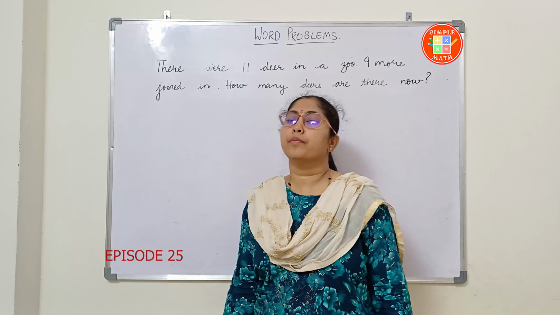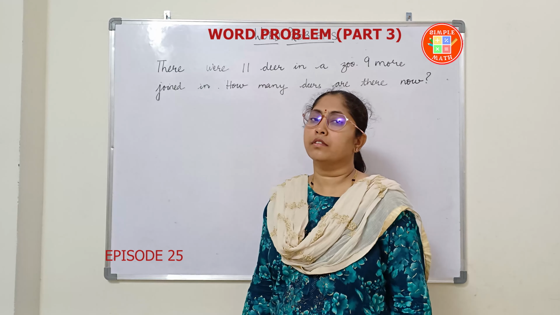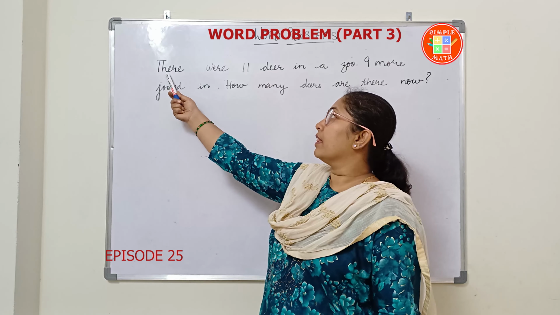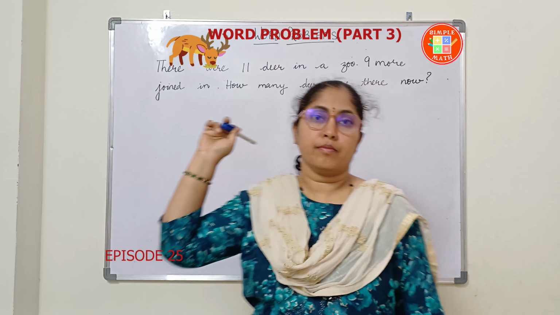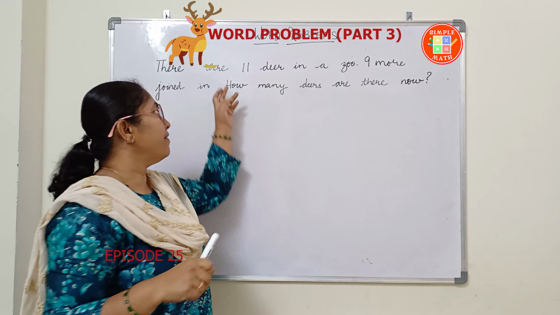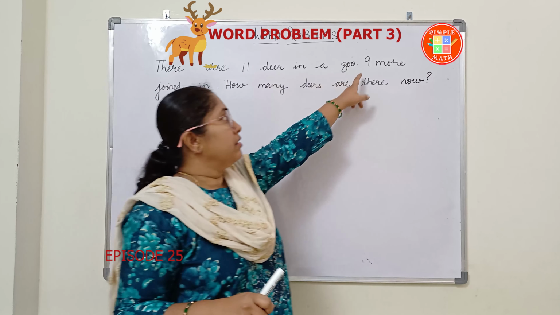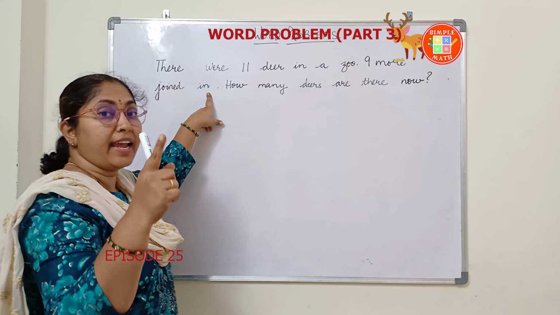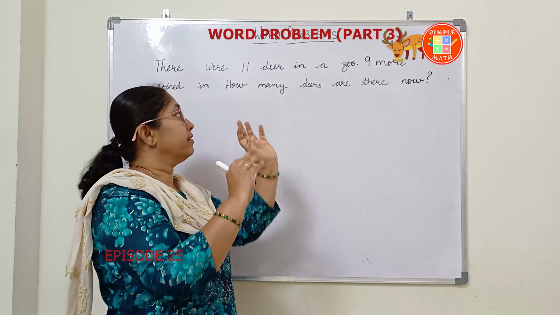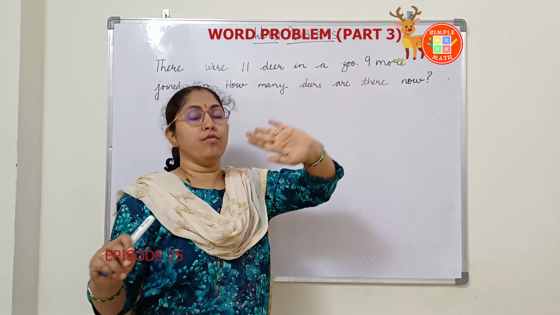Now one word problem. We'll see what we have to do if it is addition or subtraction. The question goes, there were 11 deer in a zoo. How many deers were there in a zoo? 11 deers. 9 more joined in. How many deers are there now?